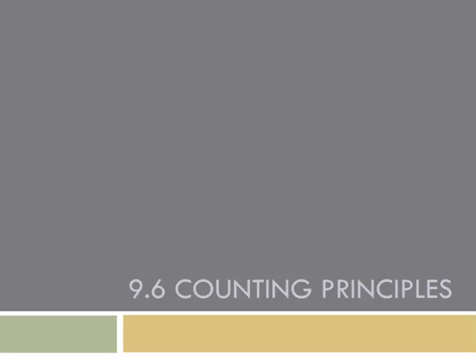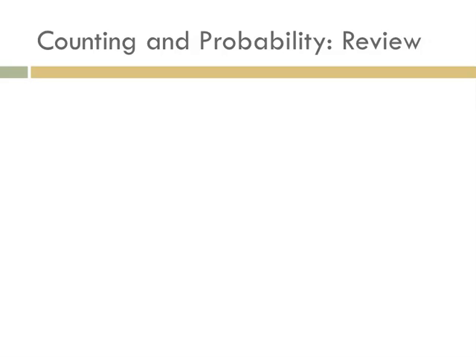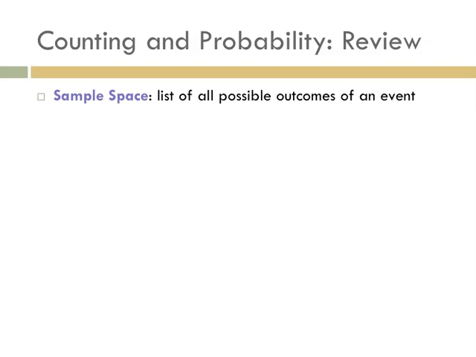So we're going to start by talking about a couple of terms. First is the sample space. The sample space is the list of all possible outcomes of an event. Okay, the list of all possible outcomes of an event.